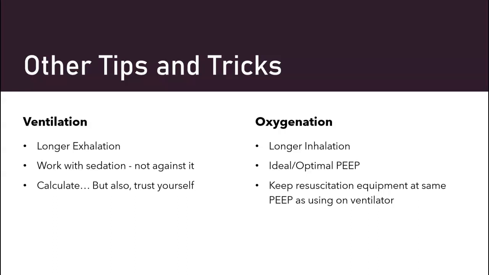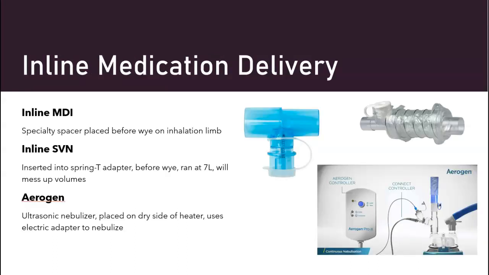Down to the next one. All right, next we're going to talk about inline medication delivery. We're going to talk about inline MDI, inline SVN, and Aerogen. So up here is our inline MDI. It's kind of nice. It goes in on the inhalation limb, of course. If you put any of these on the expiratory limb, your patient's not going to get anything. They're going to exhale it and it's going to go straight into the ventilator.